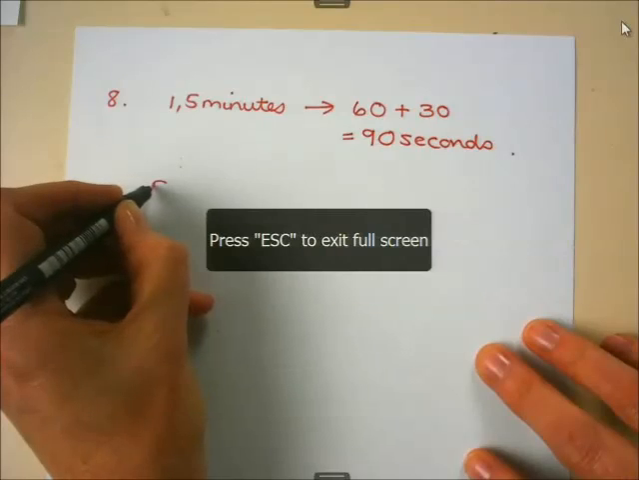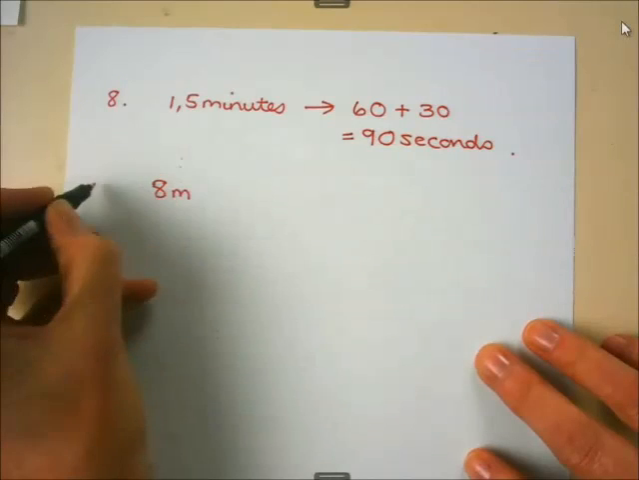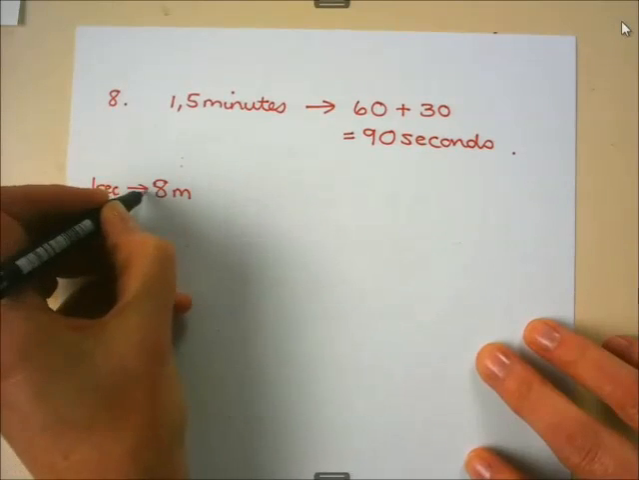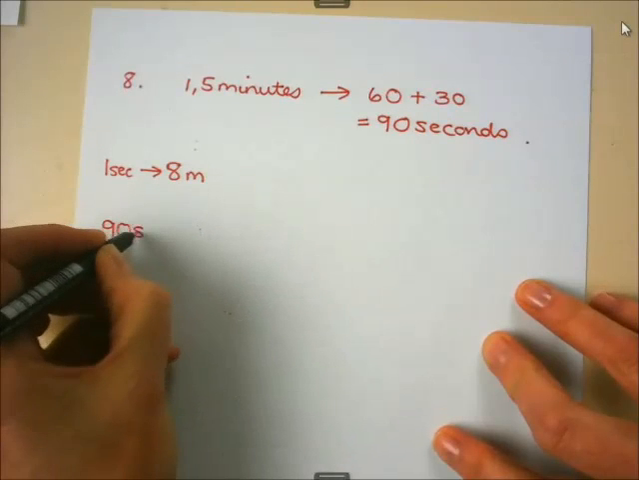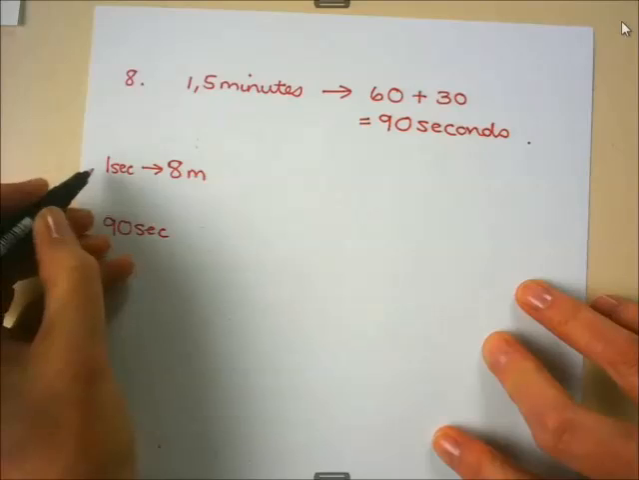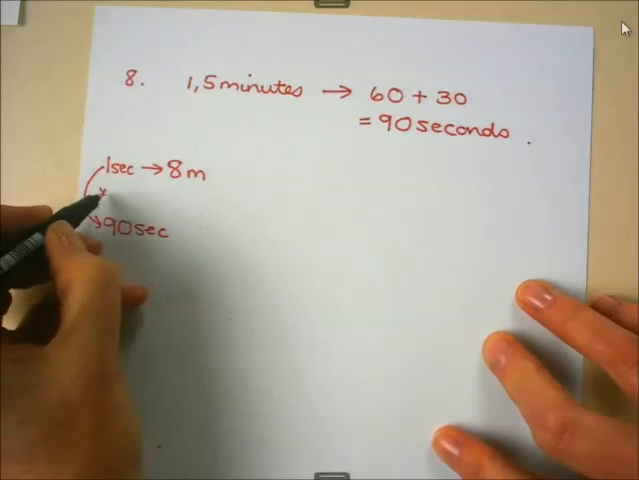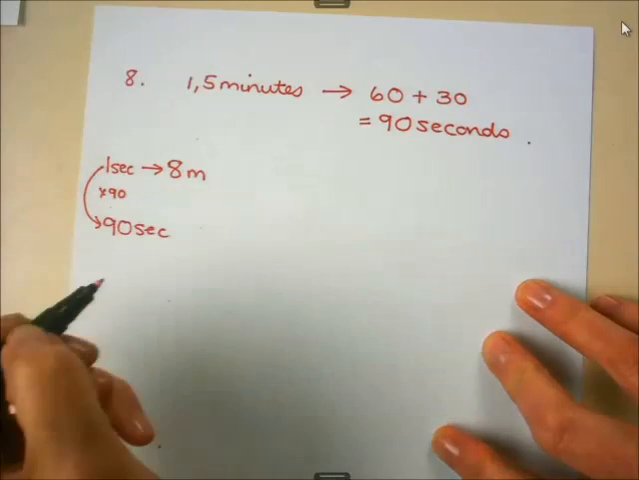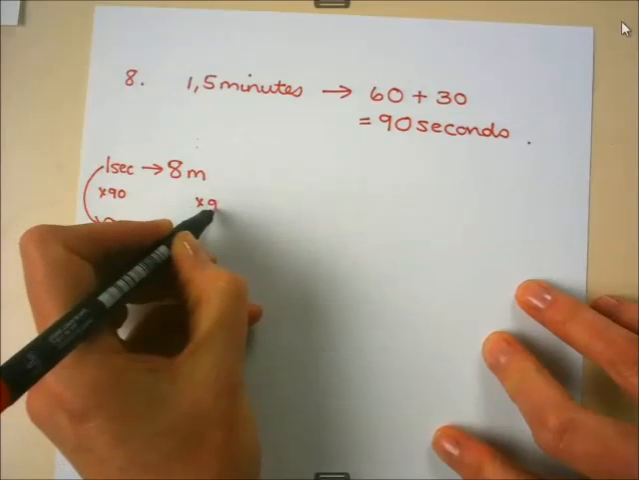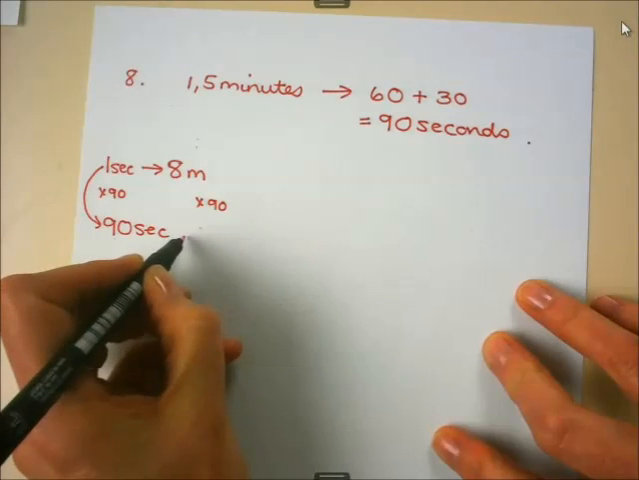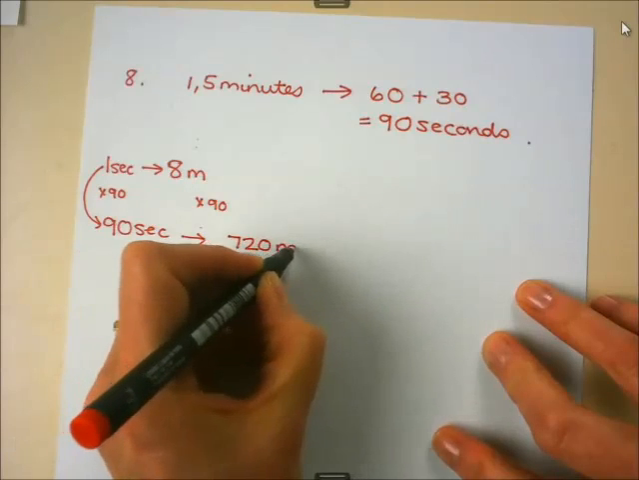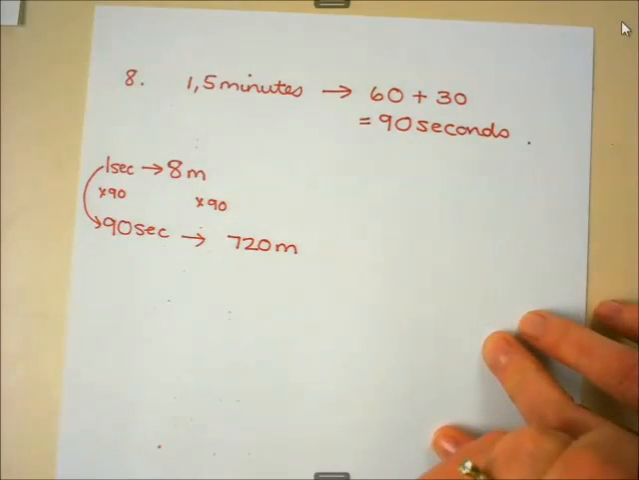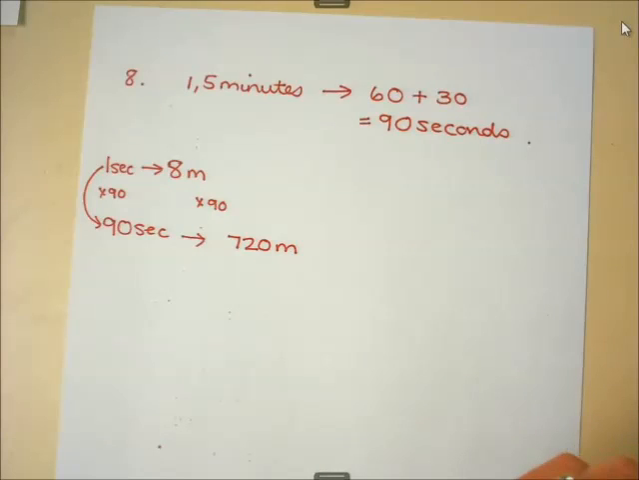He covers 8 meters in 1 second. So in 90 seconds, we multiply by 90 here to get to 90 seconds. So we're going to do the same over here, multiply by 90. And we're going to get 720 meters in 90 seconds. So in a minute and a half, he skates over 720 meters.